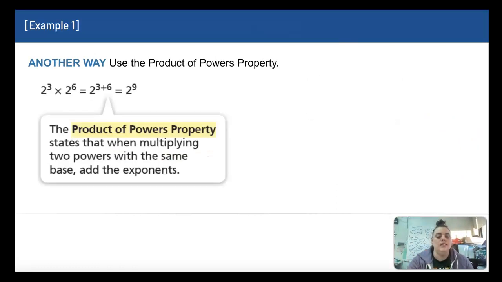Our other way is called the product of powers property. And this states that when I'm multiplying two powers that have the same base, like 2, I can simply add their exponents, 3 and 6. 3 plus 6 is 9. A lot less work than writing everything out.